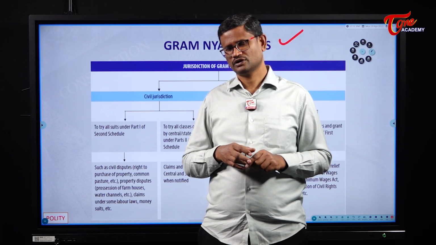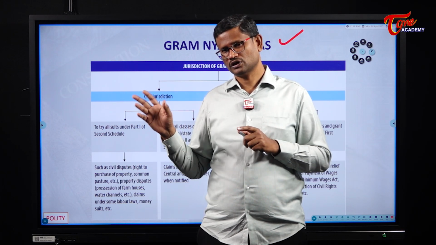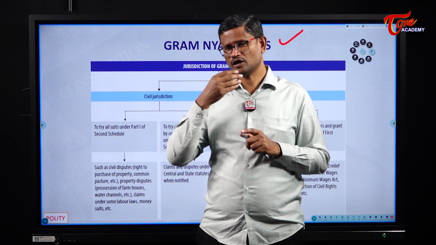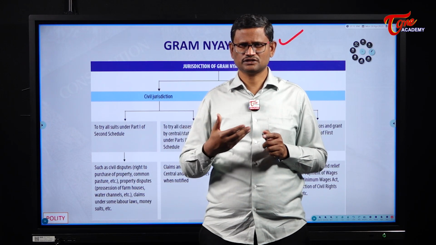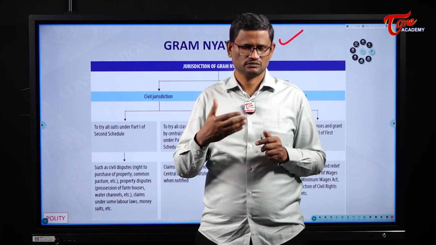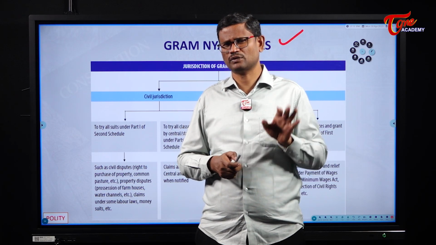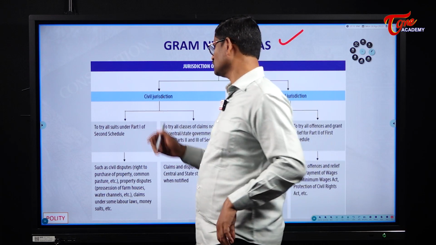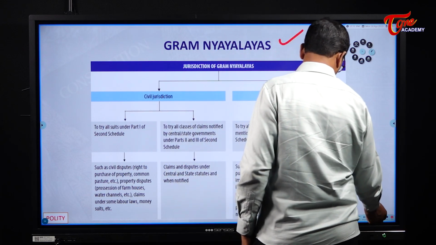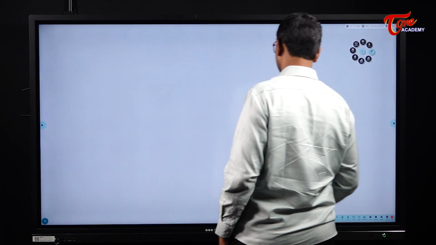But the Gram Nyayalayas are not working properly, and the number of Gram Nyayalayas which were set up is not up to the numbers. Initially there was a target to create a large number of Gram Nyayalayas, but only a few Gram Nyayalayas were set up. That's about Gram Nyayalayas. In addition to this, we also have the concept of tribunals.